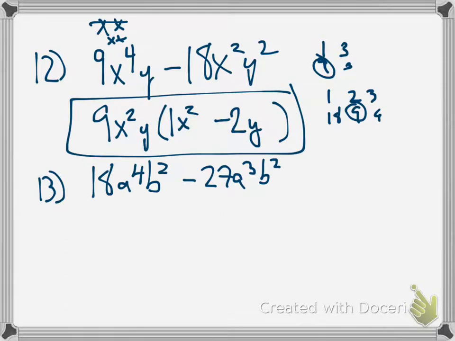13 does the same thing. 18 and 27, the largest number that goes into 18 and 27 is 9. 18 divided by 9 is 2. 27 divided by 9 is negative 3.